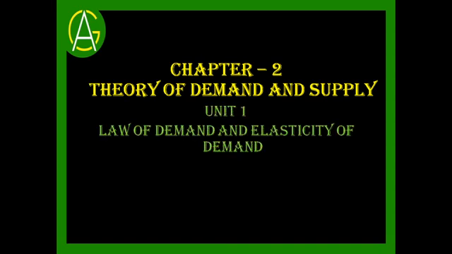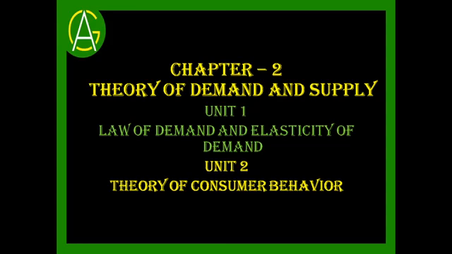Friends, in this session, we are going to learn chapter number 2, that is Theory of Demand and Supply. Now this chapter is divided into 3 units. Unit number 1 is Law of Demand and Elasticity of Demand. Unit number 2 is Theory of Consumer Behavior. And unit number 3 is law of supply. So chapter number 2 has 3 different units.